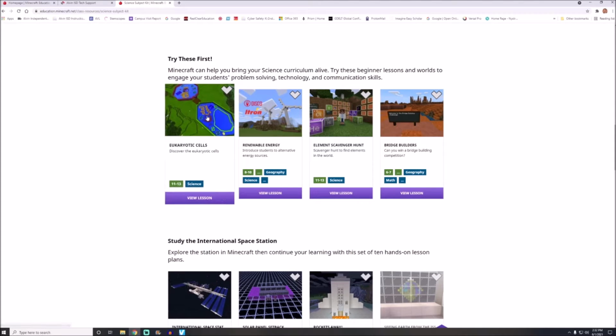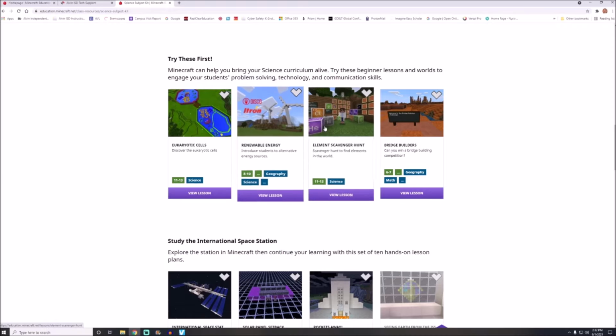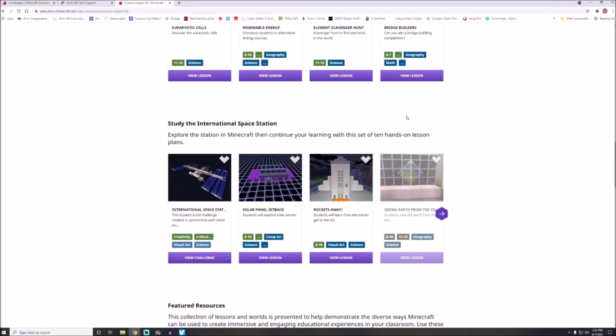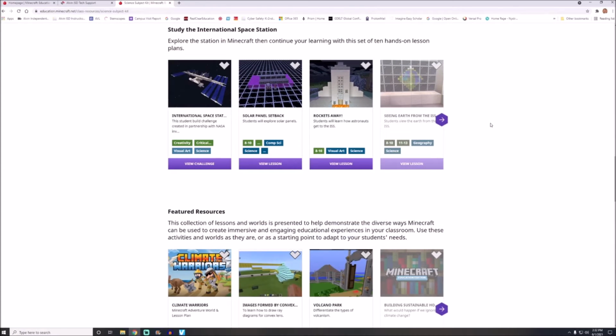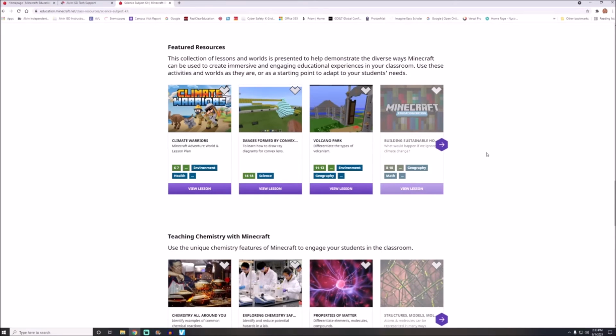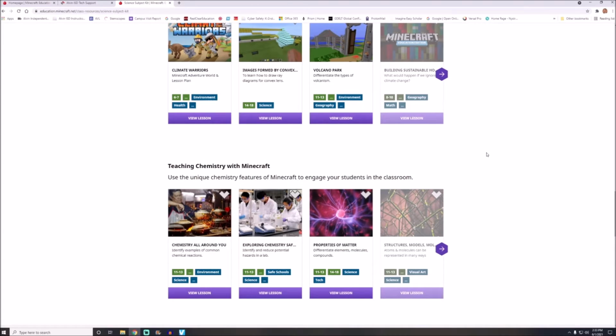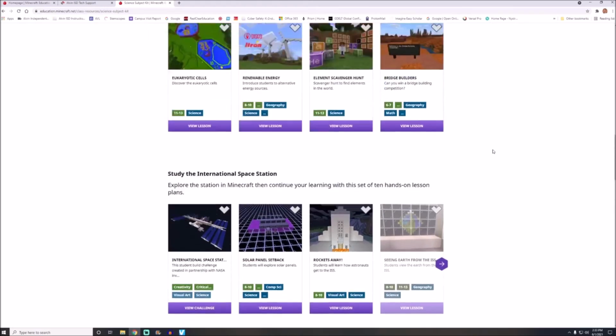And for instance, the Minecraft maps of the eukaryotic cells and the element scavenger hunts and some of the other things that are built in the chemistry tutorial are just amazing. Study the International Space Station. We've got lessons here about the International Space Station and its structure and shape. We've got featured resources, and then there's an extra section down here that is teaching chemistry with Minecraft. I mentioned earlier the chemistry tutorial world. It is amazing, and any science teacher should definitely take a glance at least at the chemistry tutorial world.